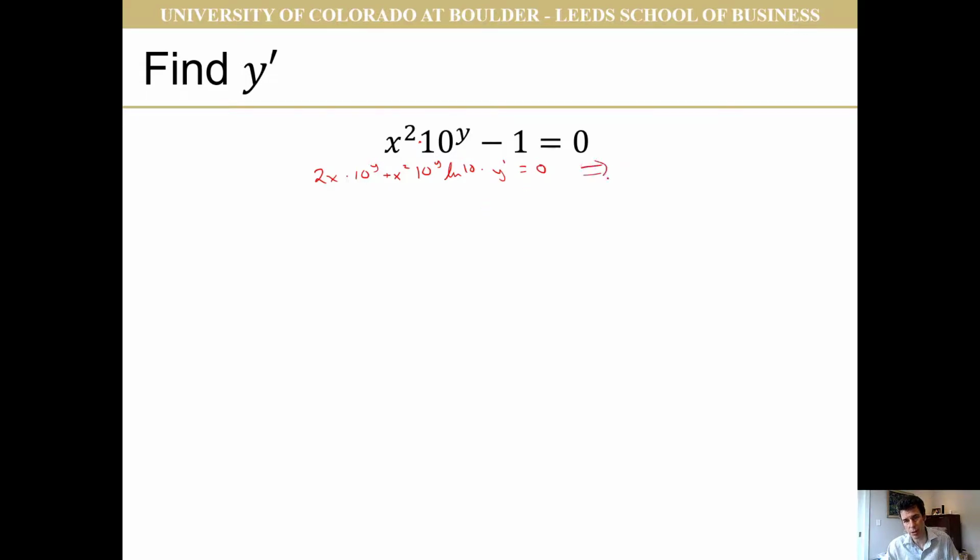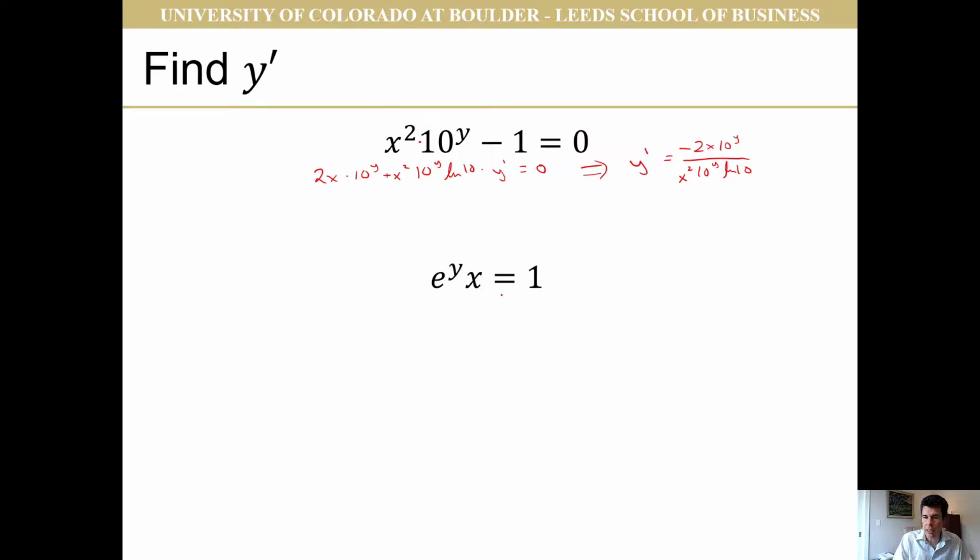I'll do it over here. So y prime equals, bring the 2x 10 to the y over to the right-hand side, so it's negative 2x 10 to the y, divided by, and then we've got a y prime here, so it's going to be x squared 10 to the y ln of 10. So again, it's all about being careful. In order to solve these, not only do you have to take the derivatives, but you're going to have to do some algebra as well.